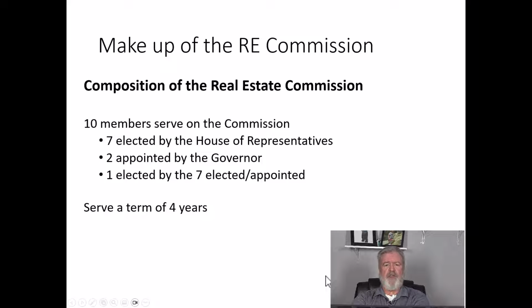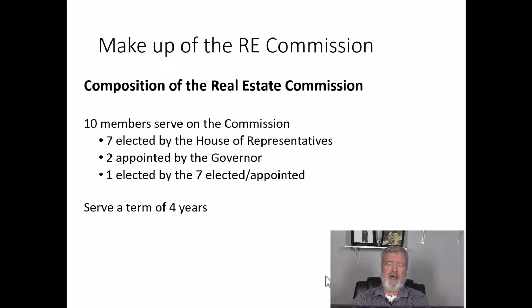So, there are 10 members that make up the commission, and they will ask you questions about this, and I'll try to help you a little bit on exactly what kind of questions they're going to ask in just a minute. But you've got to know the makeup or the composition of the Real Estate Commission. There are 10 members that serve on that commission. And you need to understand how they're broken out or how they're determined, because I promise you're going to get questions on this.